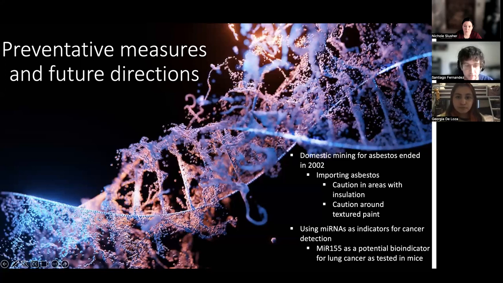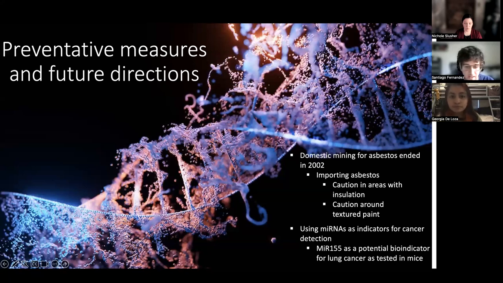But another interesting thing to note, aside from preventative measures, is some of the future directions this extensive research on microRNAs can lead to, more so in the clinical setting. So I spoke previously as to how some microRNAs, particularly those tumor suppressors, are expressed in higher levels in patients who have been exposed to asbestos. And we can essentially use these miRNAs, for example, I have here MIR155, as potential bioindicators for lung cancer.